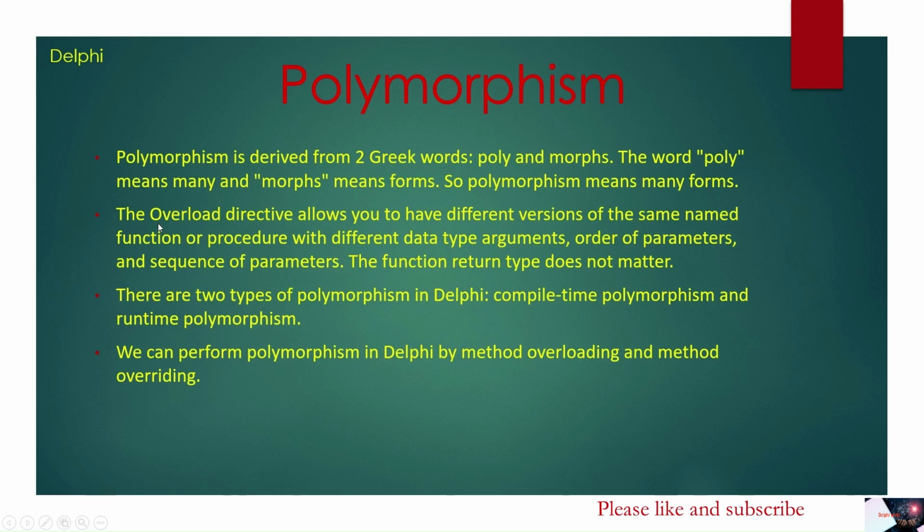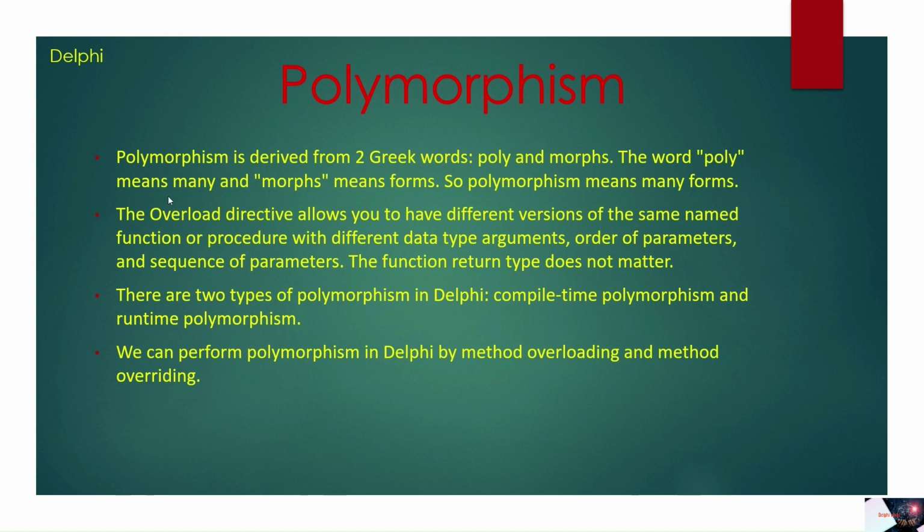The overload directive allows you to have different versions of the same name function or procedure with different data type arguments, order of the parameters, or sequence of the parameters. The function return type does not matter. So we can have the same name method with a different signature. Signature means the number, order, and sequence of the parameters matter. Return type of the function doesn't matter.